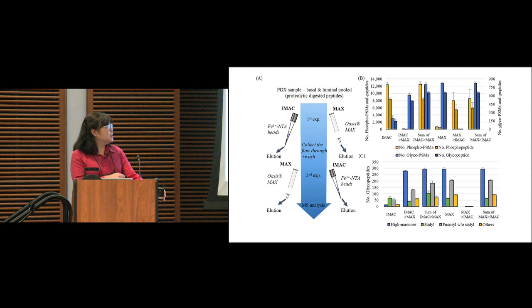So the MAX, we know, has three components in its matrix: hydrophobic, hydrophilic, and ion exchange. So this is strong ion exchange. We thought this could be due to the multiple charges, so the phosphopeptides are still retained in the strong ion exchange. That's why we had less enrichment or elution of the phosphopeptides with the strategy using MAX for glycopeptide first, followed by phosphopeptide analysis.